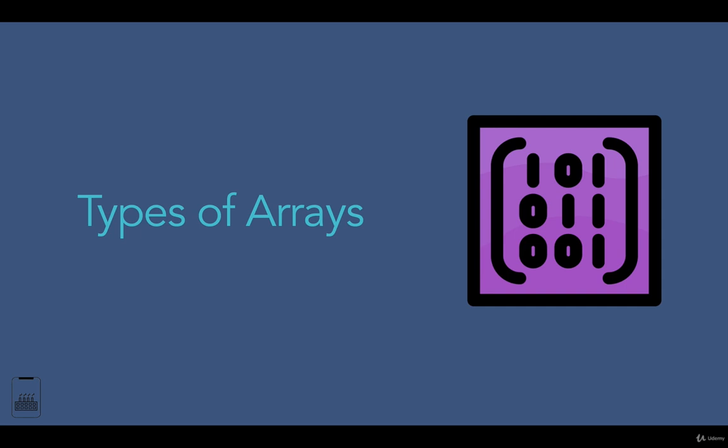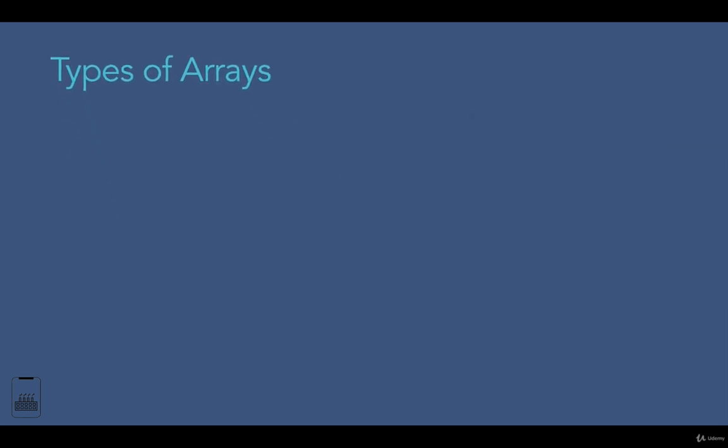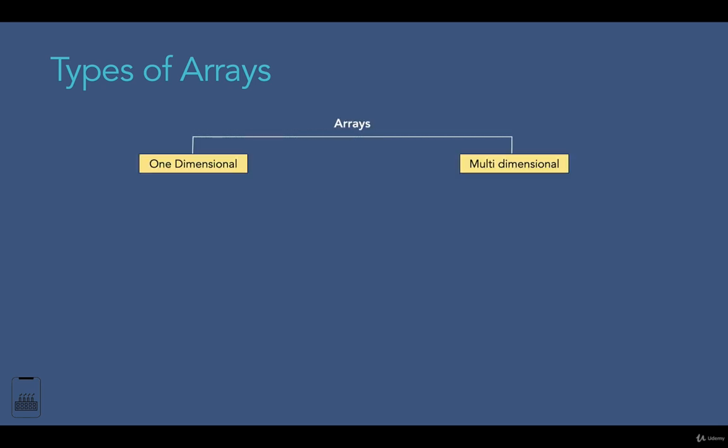Alright, in the last lecture we learned what an array is and why it is needed in programming. In this lecture we will look at different types of arrays. There are two types of arrays depending on the number of dimensions: one-dimensional arrays and multi-dimensional arrays. Multi-dimensional arrays can be two-dimensional, three-dimensional, four-dimensional, and it continues until n-dimensional arrays. So let's see what we mean by this.